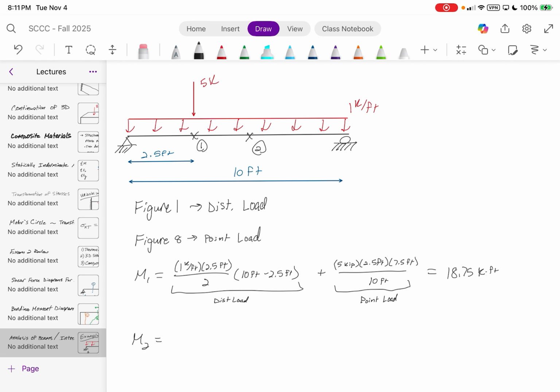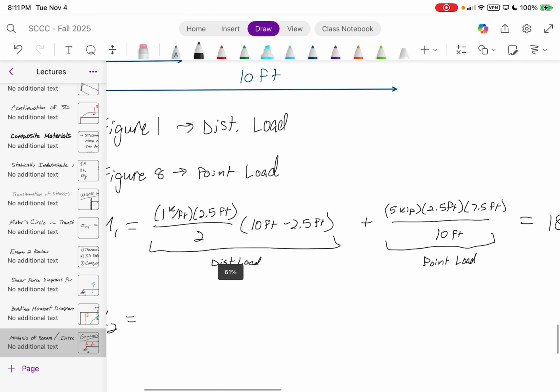So how would you use that one for this? For M2 or M1? The second one, for M2. Yeah. All right. For M2, well, for the distributed load, we fortunately know that M max is at the center. That's our second point of interest. So we can just use the WL squared over 8, times 10 feet squared divided by 8. That's the distributed load, since the point is at the center.